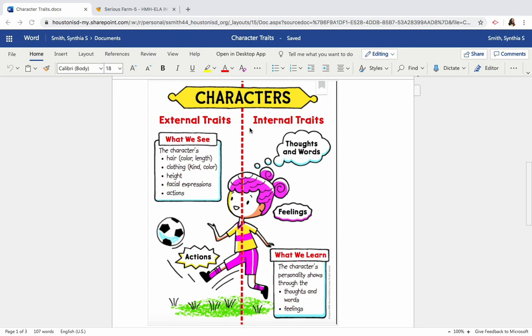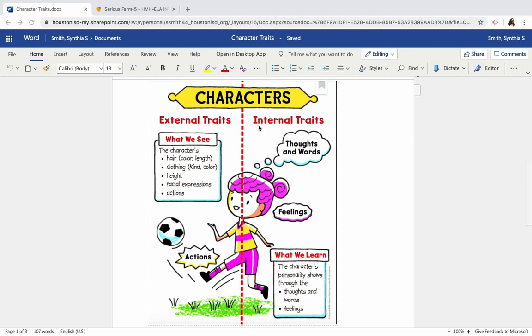And remember, you can use "in" at the beginning of internal to help you remember that internal means what's on the inside. Okay, so internal character traits are basically the character's personality based on their thoughts, words, and feelings.